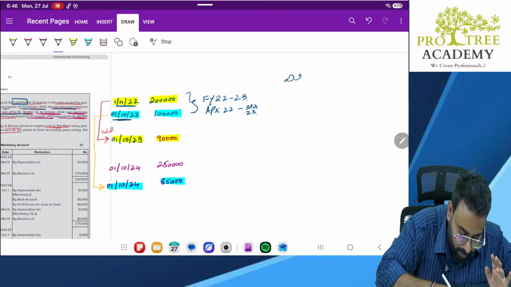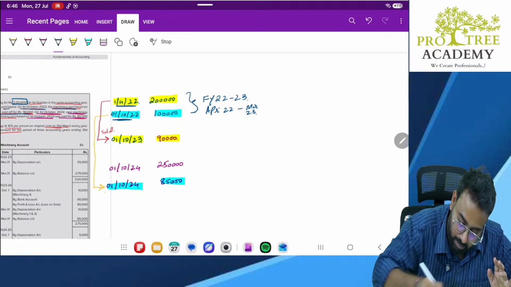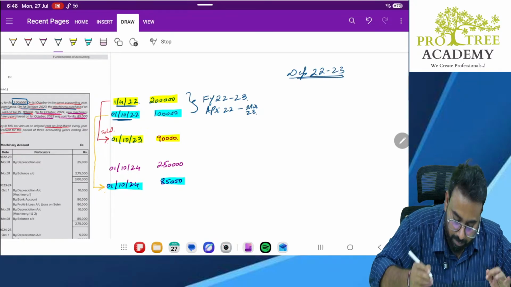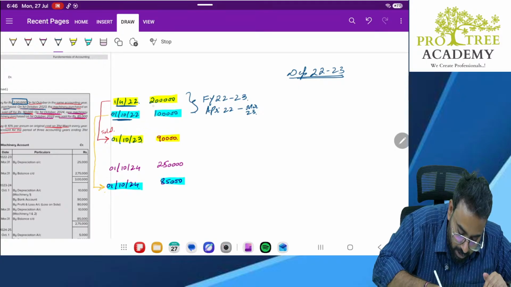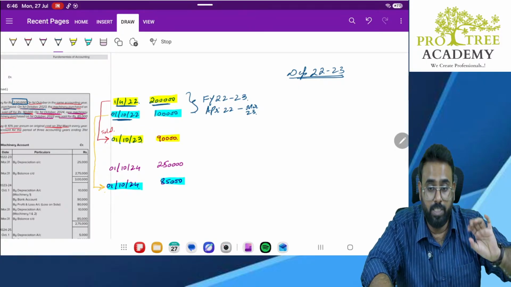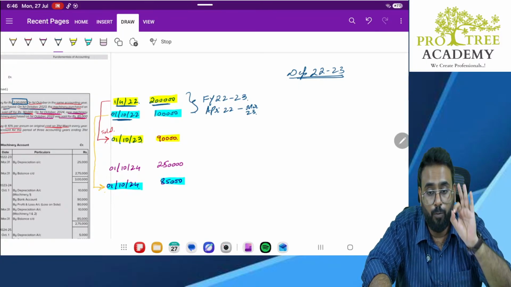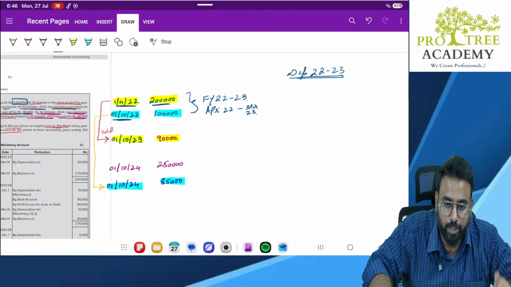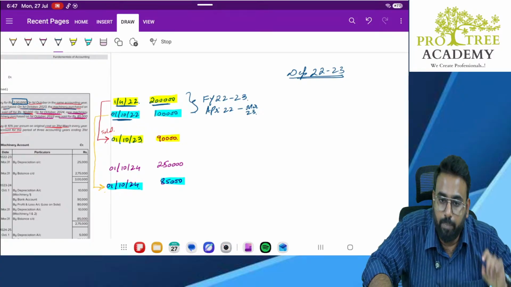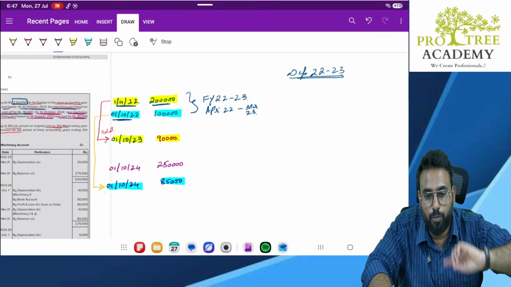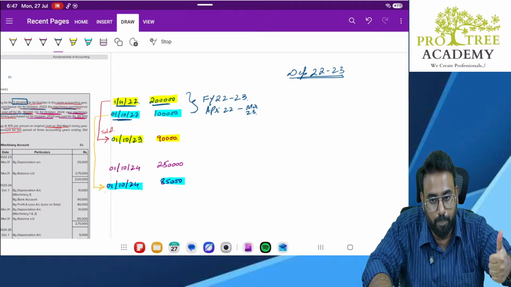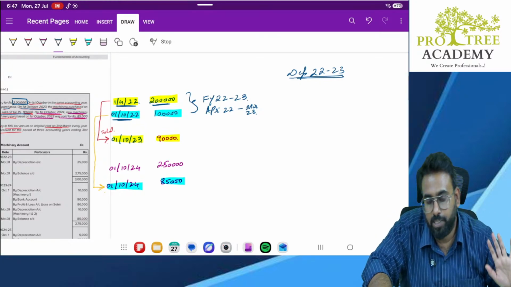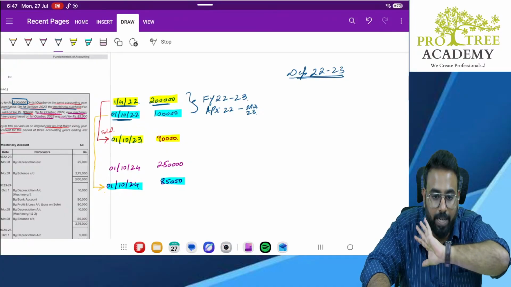Depreciation for 22-23. Now, when was this machinery purchased? 2 lakh. That means it was purchased on 1st April 2022 for 2 lakh rupees. Does that mean that this machinery has been used for the entire year, that is from 1st April till 31st March? Correct? So it has been used for complete 12 months. So depreciation should be charged for complete 12 months.